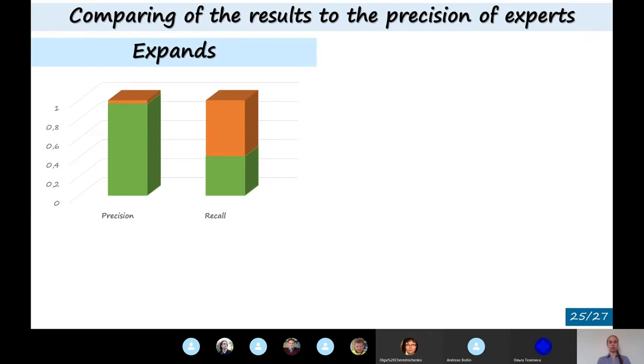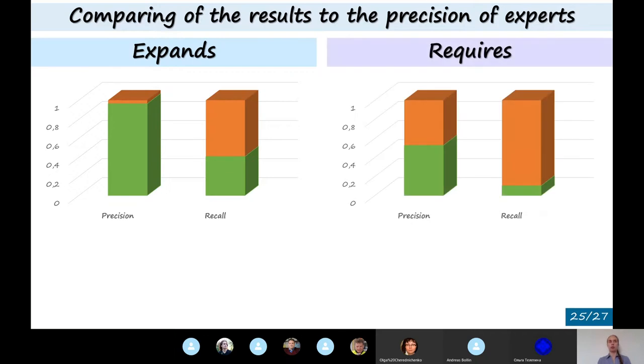About comparing results to the precision of experts. If we take a deeper look at expands relations, we can see that about 40% of automatically determined relations match the validation corpus. However, after post-evaluation, it was also found that 92% of all determined relations were positive.